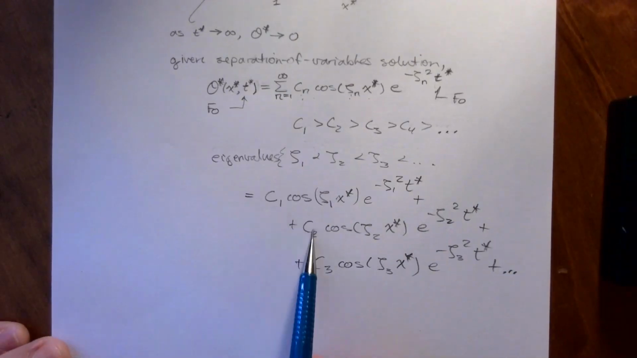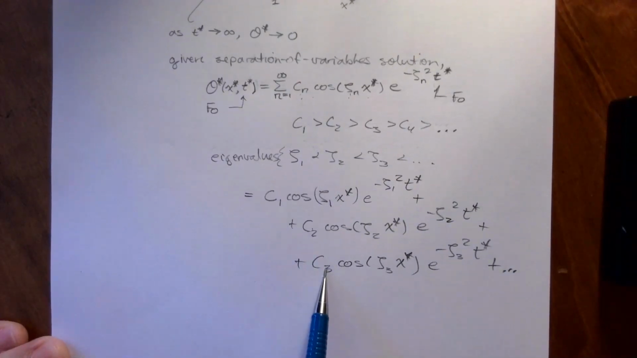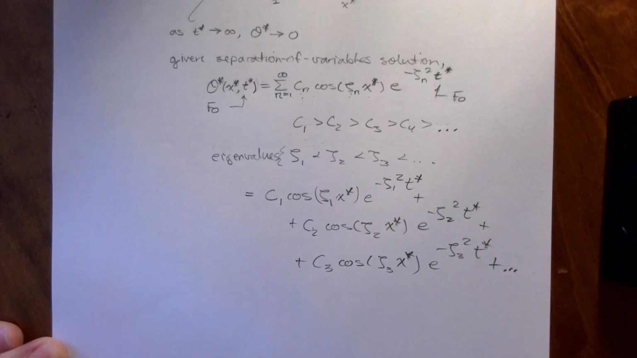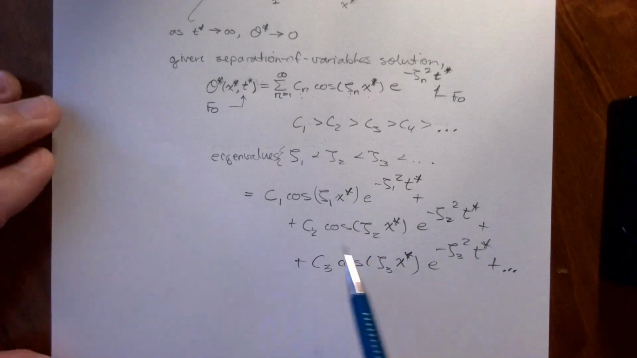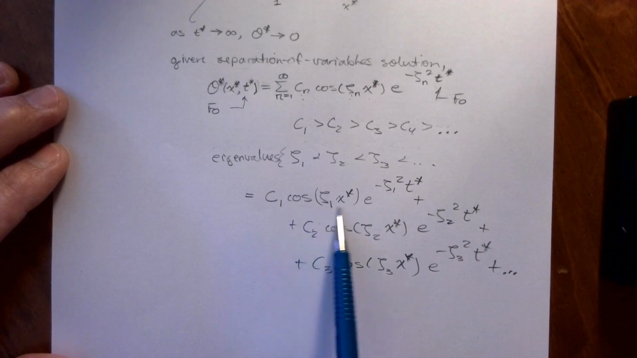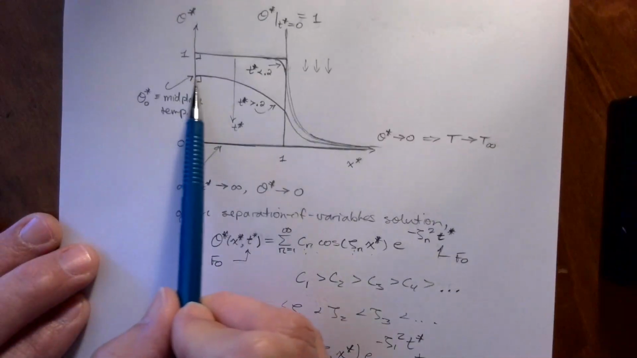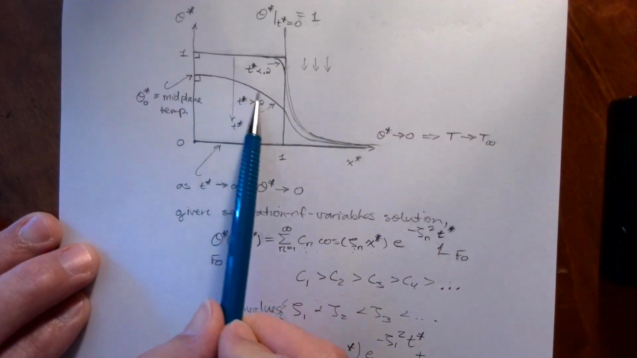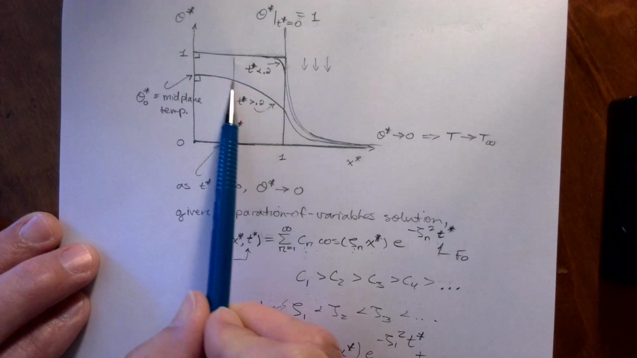But since these C values are getting smaller and smaller and smaller, at some point it's fruitless to continue to evaluate what those C's are. So the spatial variation is represented with a cosine function. So you can imagine what the cosine function looks like, right? It's a zero slope at 0, and the cosine function drops down as you go out this way.